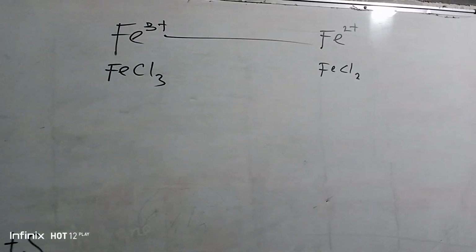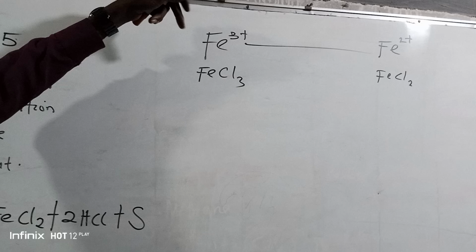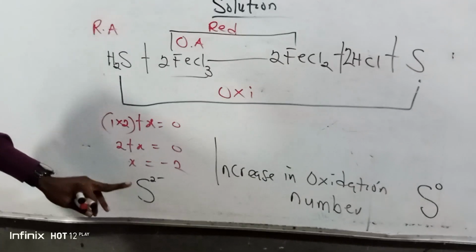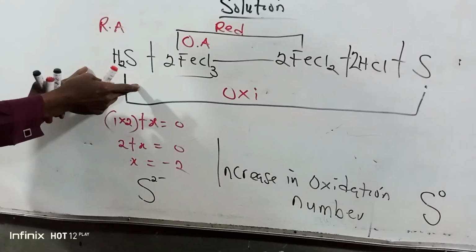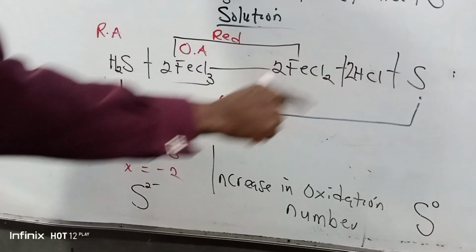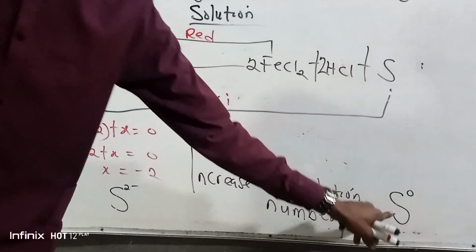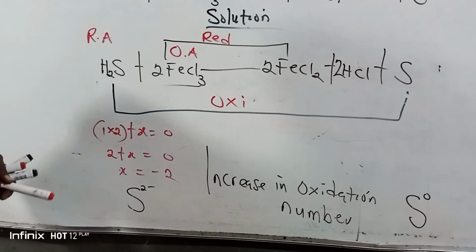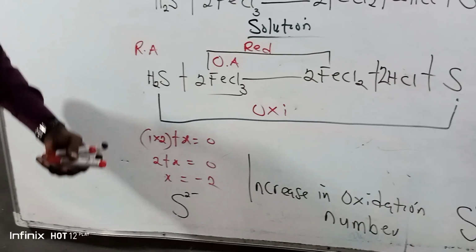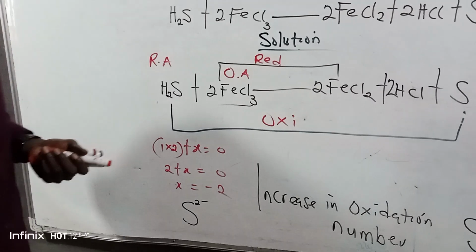Now, see what has happened in the reaction. The hydrogen sulfide, being the reducing agent, will undergo the process of oxidation, because its oxidation number will increase, from minus 2 to 0. It means that if a species loses an electron, its oxidation number increases. But if a species gains an electron, its oxidation number decreases.